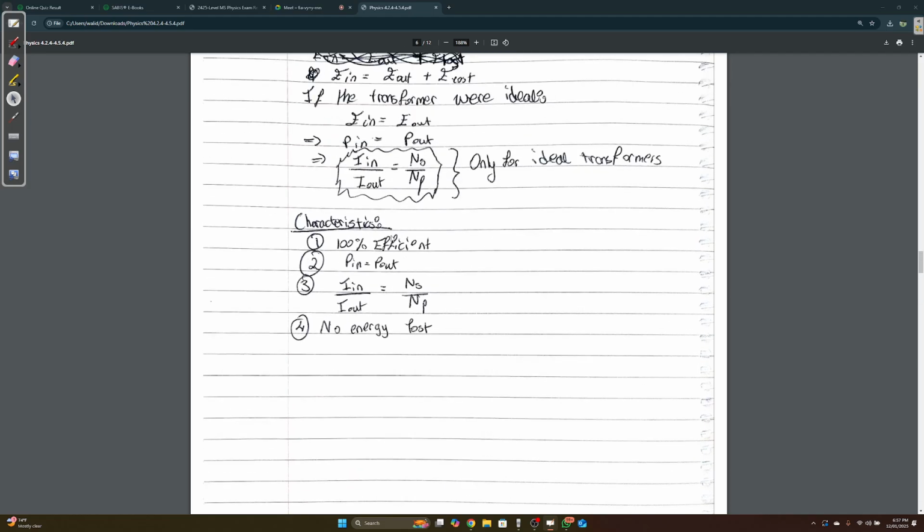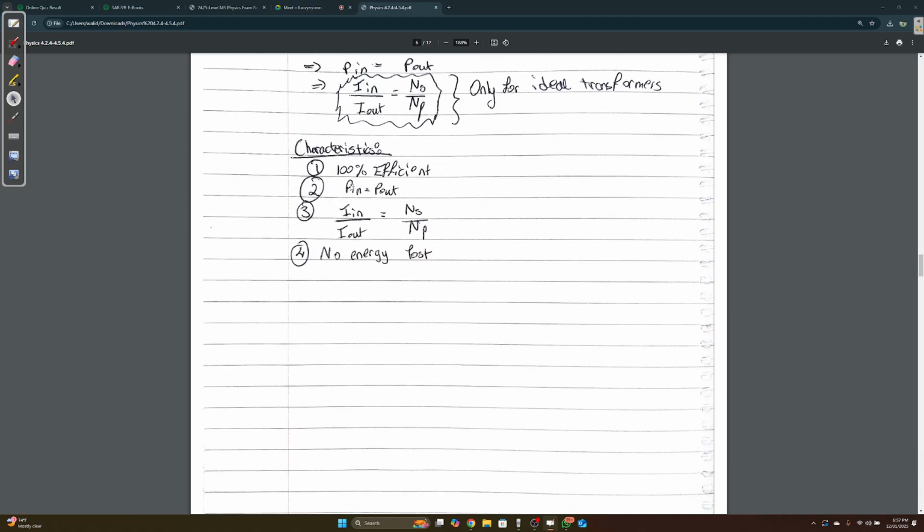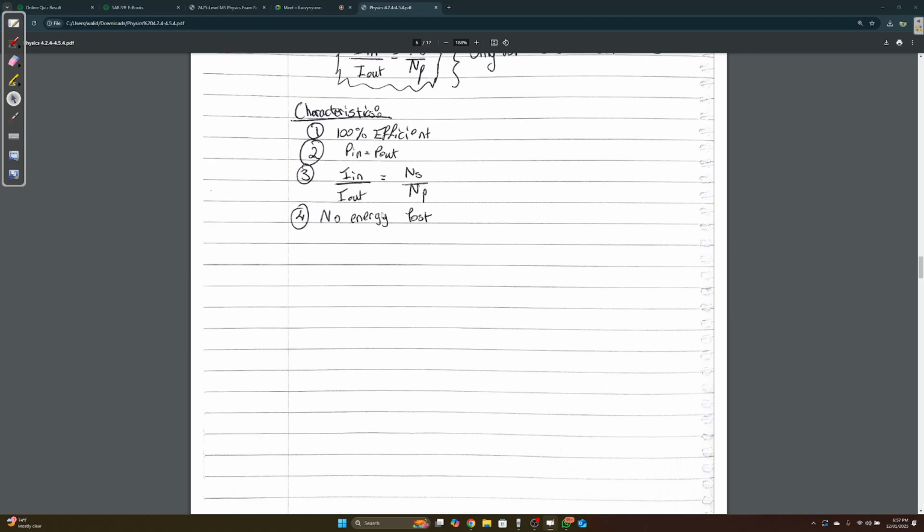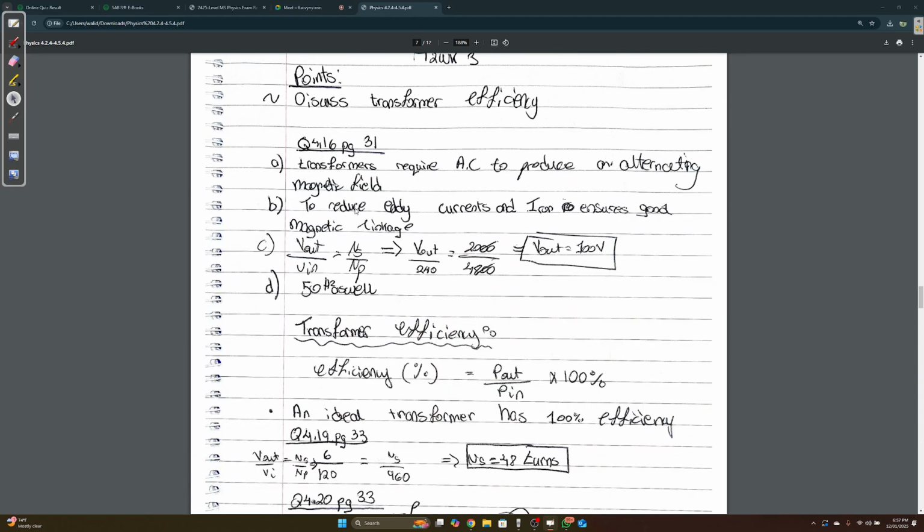Okay. So this only applies for ideal transformers, because when is this true? It's only true when power in is equal to power out, and that's only when you have an ideal transformer. What are the characteristics of an ideal transformer? It's 100% efficient. Its power going in is equal to the power going out, and it has this formula: I in over I out is equal to NS over NP. It's always NS over NP, but for voltage, it's out over in, but for current, it's in over out. And obviously no energy is lost.